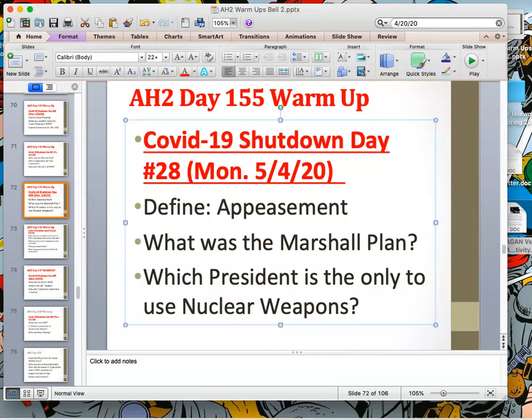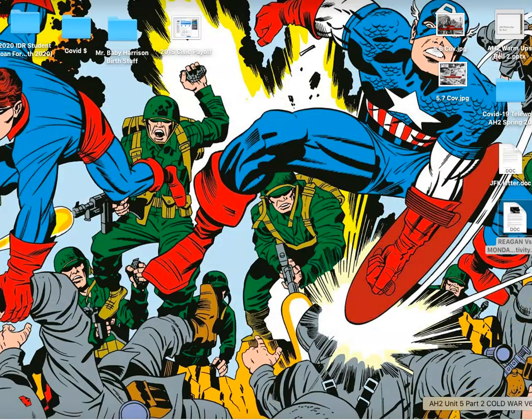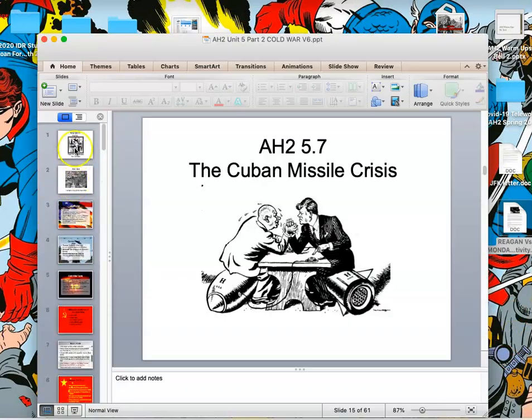Which president is the only to use nuclear weapons? It is Harry S. Truman at Hiroshima and Nagasaki to end World War II. So, let's review. Appeasement, giving in to a dictator's demands in exchange for the promise of being left alone. It does not work. The Marshall Plan, the plan to rebuild Europe post-World War II, mainly economic aid, money. Which president's the only to use nuclear weapons? Truman.